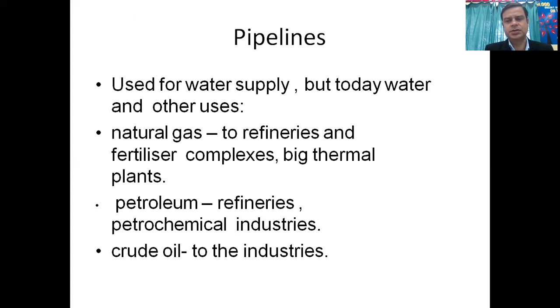Now our next subtopic is pipeline. Basically it was used for water supply, but today other uses are there for pipelines. Now we are using pipelines for natural gas, to refineries, fertilizer complexes and big thermal plants. We use pipelines for petroleum products, for refineries and petrochemical industries. We use pipelines for crude oil to the industry.